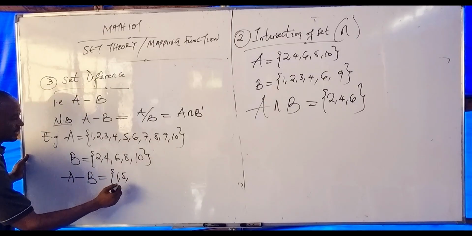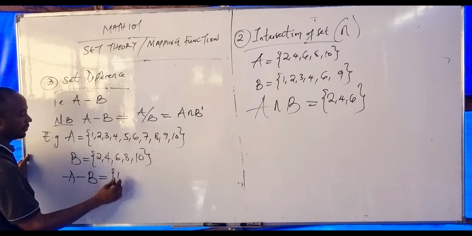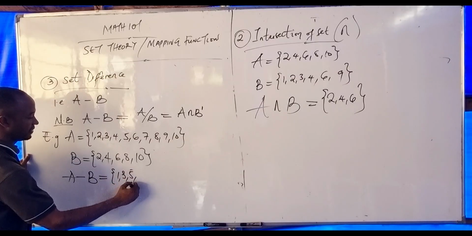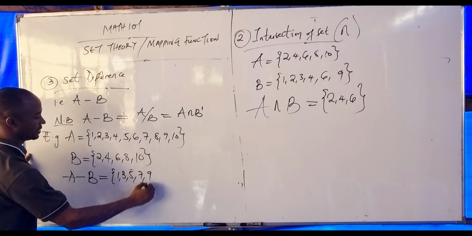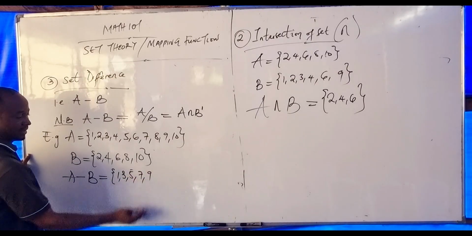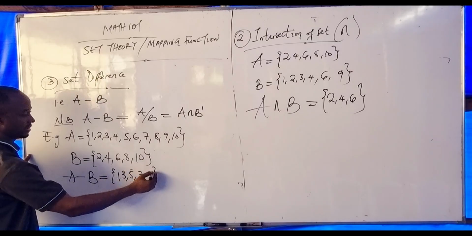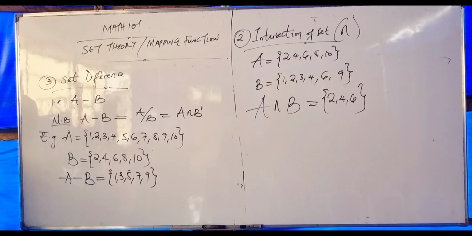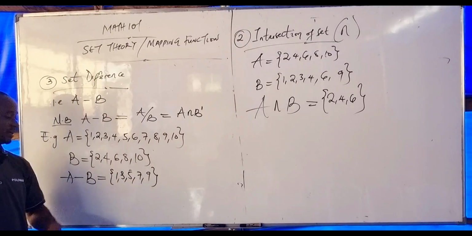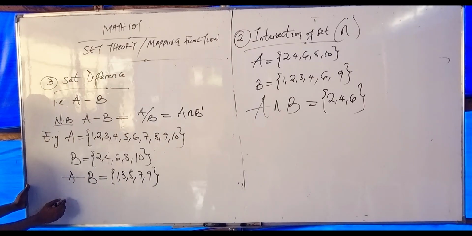Which are 1, 3, 5, 7, 9, right? Only this, good. 1, 3, 5, 7, and 9.